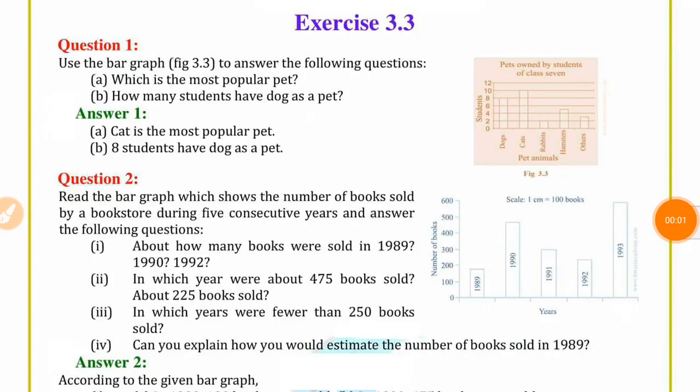Hello students, this is your continuation of data handling, exercise 3.3. This is based on the graph. Usually you have studied about the graph in the 6th standard itself. So how to draw the graph, especially the bar graph. Here also it is on the basis of the bar graph only. So I am going to explain the answers by the question only.